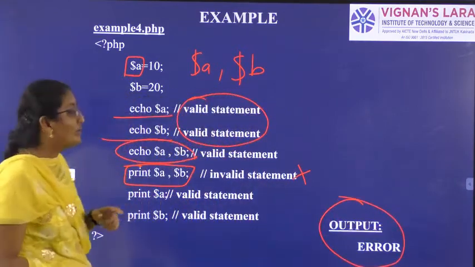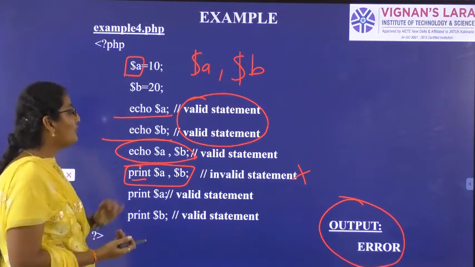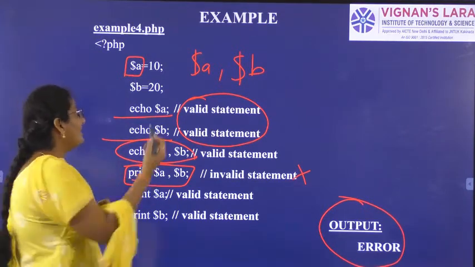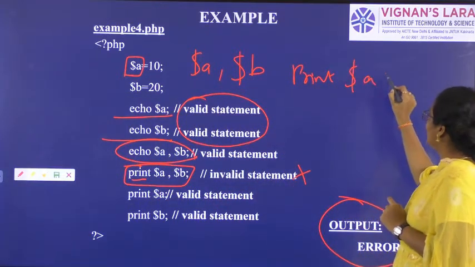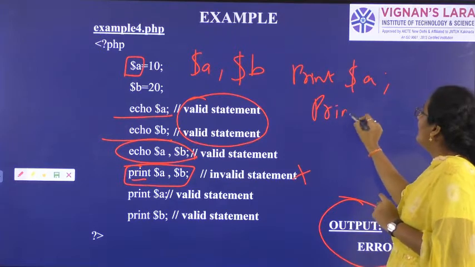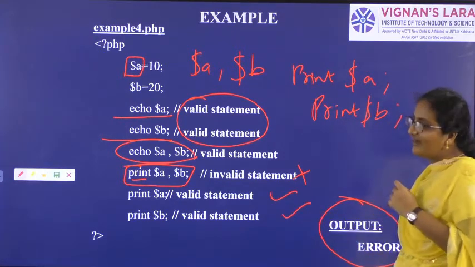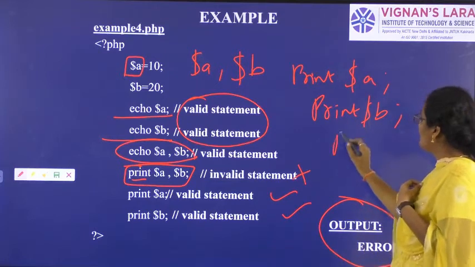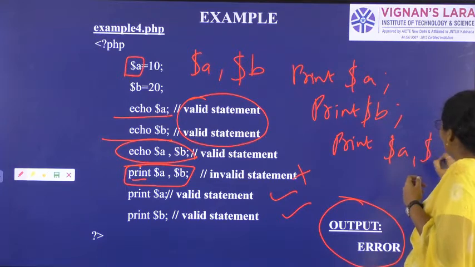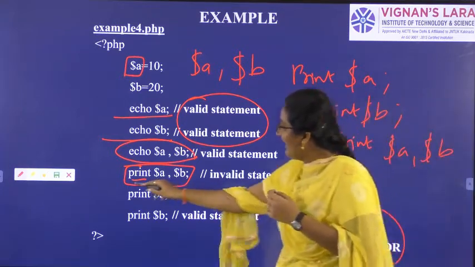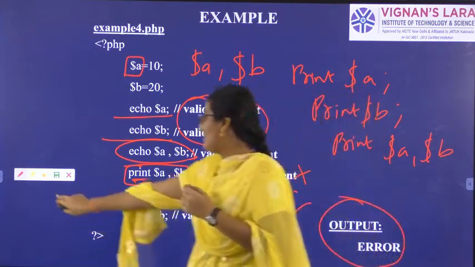Instead of echo, if you use the word print, that is not considered a valid statement and will give you an error. Instead you can have print $A; print $B; also. These two will be considered valid statements. But if you use print to create multiple variables at a time, that will be an invalid statement.